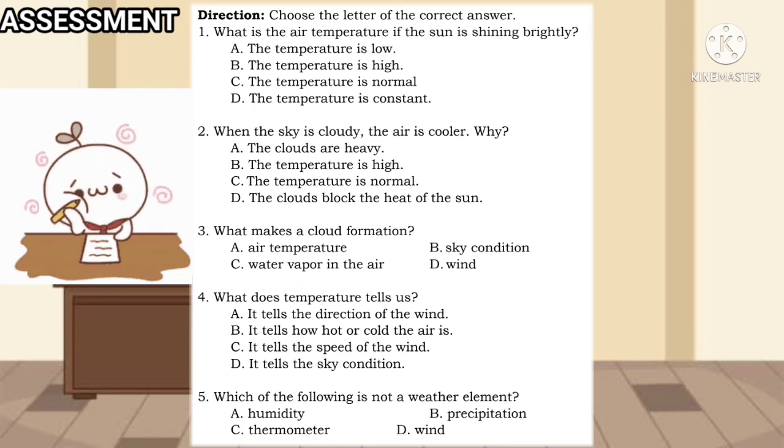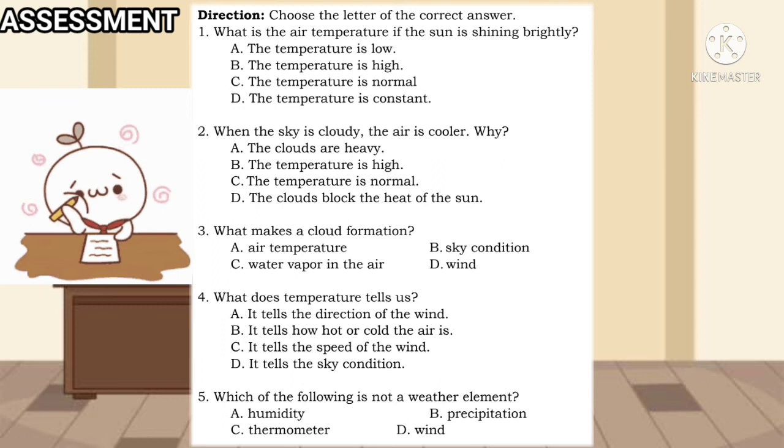A. The sun is low. B. The temperature is high. C. The temperature is normal. D. The temperature is constant. Number 2. When the sky is cloudy, the air is cooler. Why? A. The clouds are heavy. B. The temperature is high. C. The temperature is normal. D. The clouds block the heat of the sun.